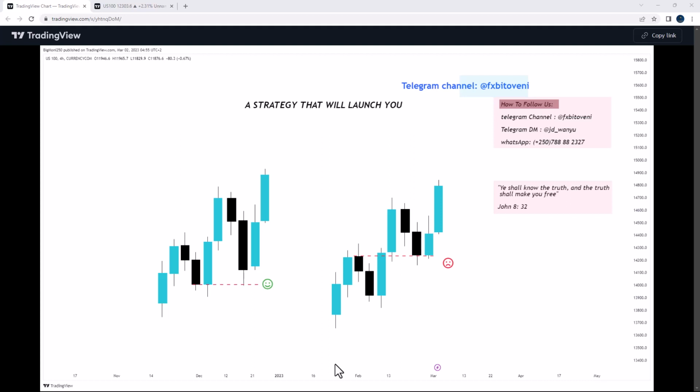Today, as you can see, we have two patterns here. The first pattern is all about the rejection block, as we talked about in our previous video. If you didn't watch it, check the channel for the video called rejection block. Now today we are going to discuss a classic break and retest right here.